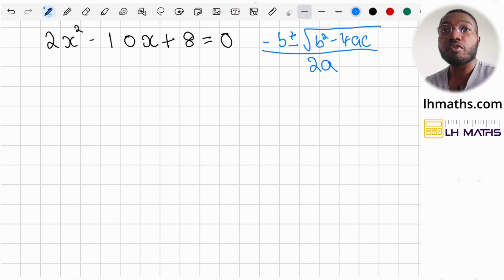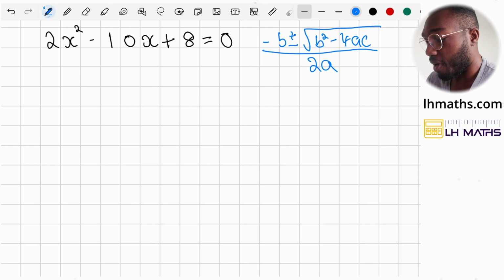Now we have 2x squared minus 10x plus 8 is equal to 0. While you are able to solve this without the quadratic formula or even without completing the square, I'm going to show you this by using the quadratic formula. If you don't know how to solve this by using other methods, you can always still use the quadratic formula, and maybe it takes you a bit longer, but you'll still get the same answer.